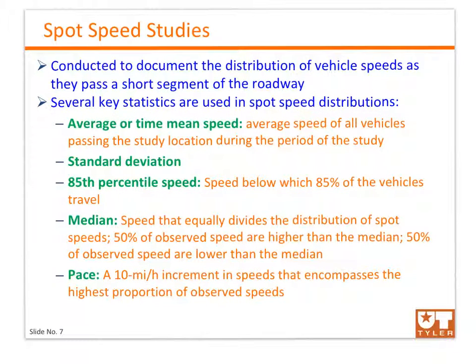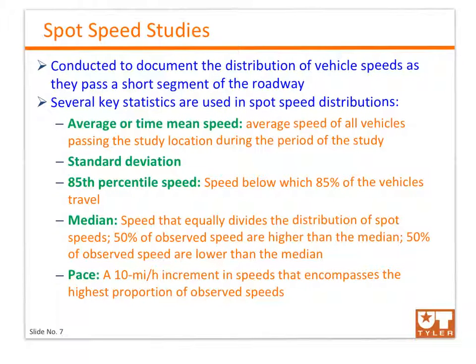So let's start with the spot speed studies. Spot speed studies are typically conducted to document the distribution of vehicle speeds as they pass a short segment of a roadway. There are several key characteristics that we need to obtain while doing the spot speed study distribution. The very first one is the average or time mean speed. We need to get the standard deviation speed. We need to get the 85th percentile speed, as well as the median, all the way to the pace speed.